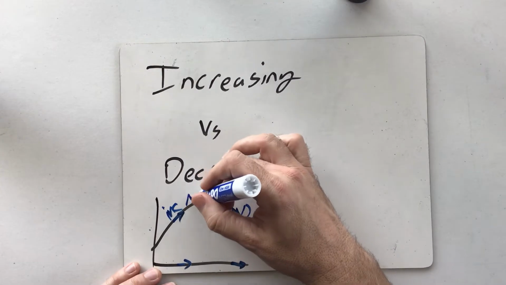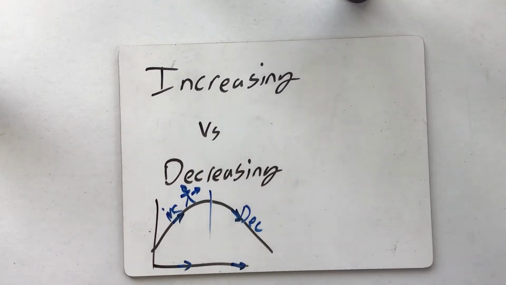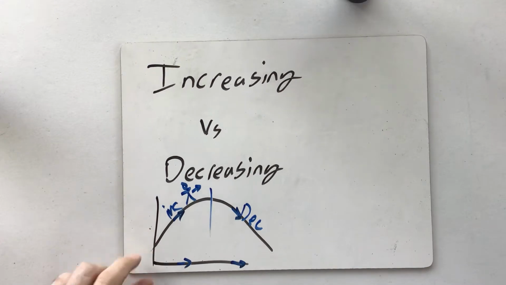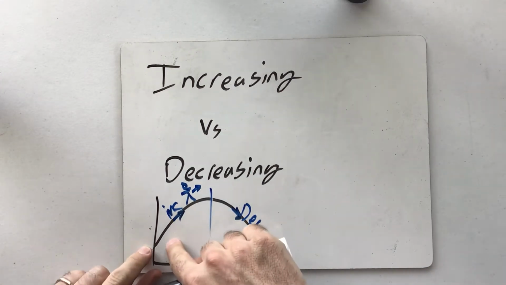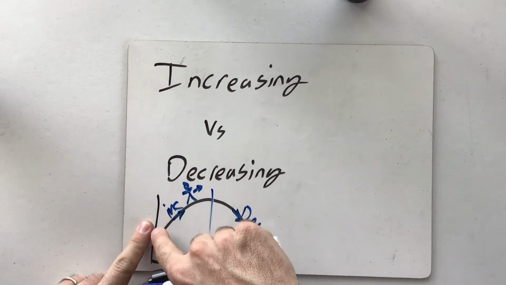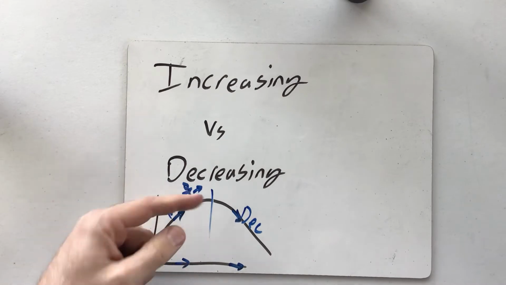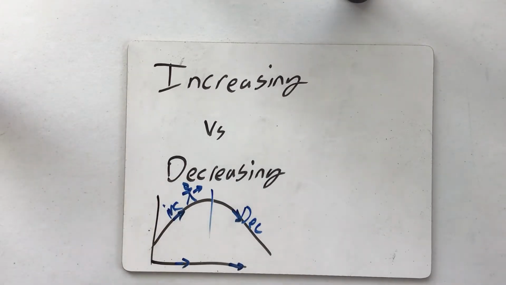I always think of it as like a little man just walking. I guess it could be a woman. I don't want to offend any of our female students. So a man or a woman. How about a hobbit? So some man-like object is walking along this hill. If it's going uphill, it's increasing. If it's going downhill, it's decreasing. And I think this tends to make sense.